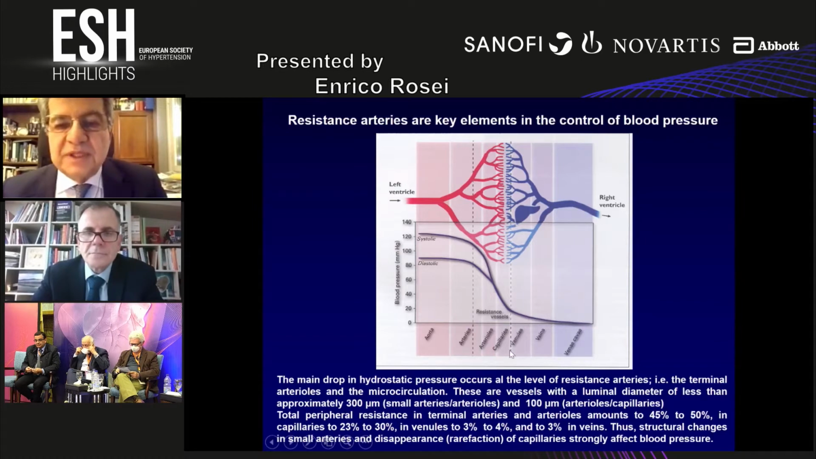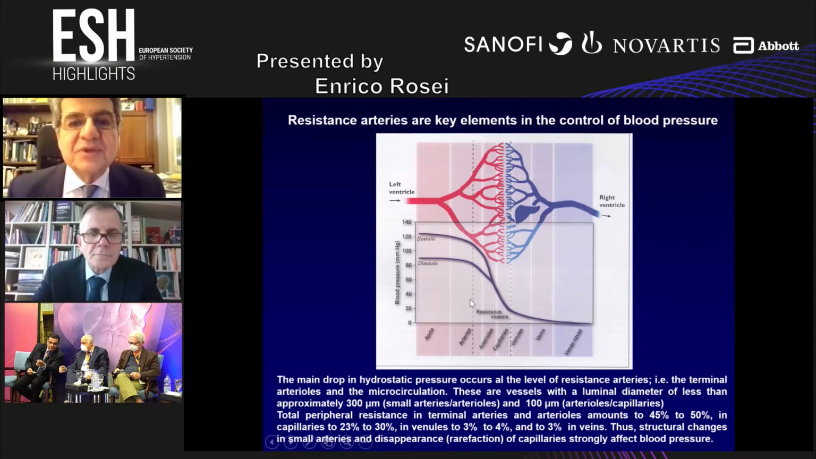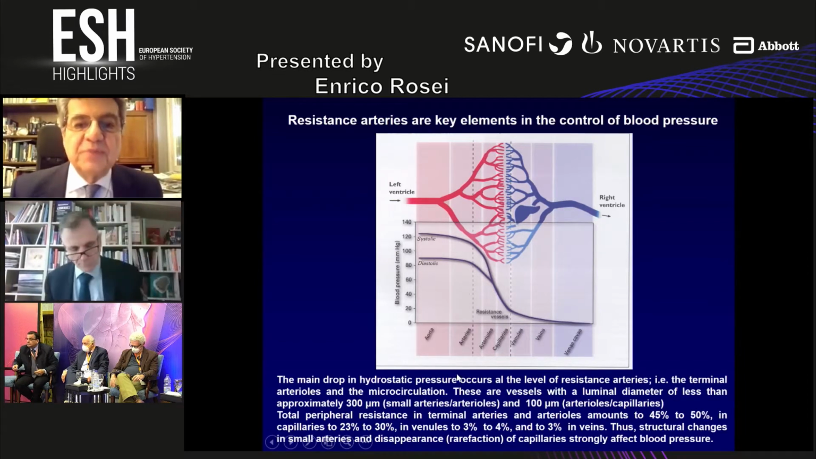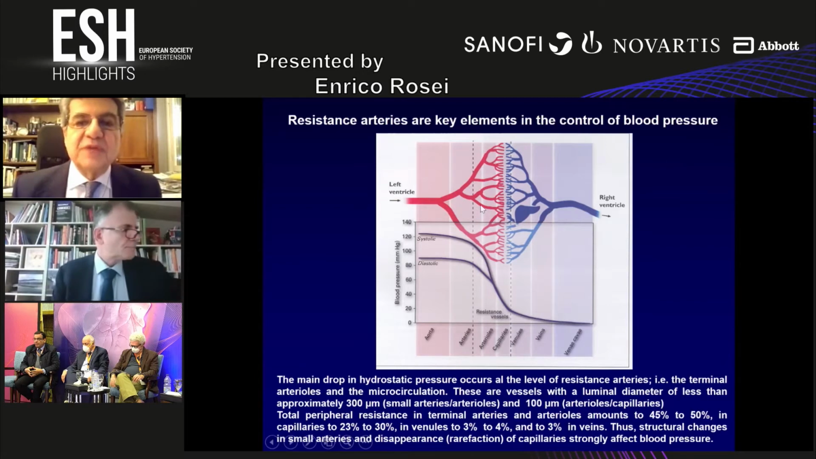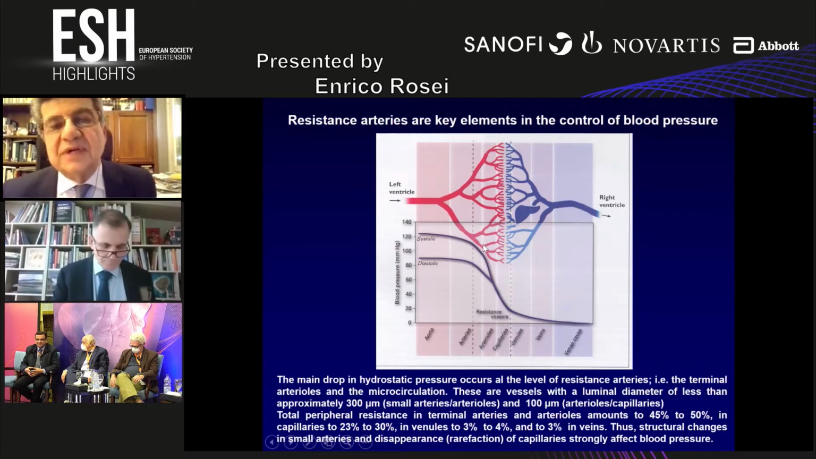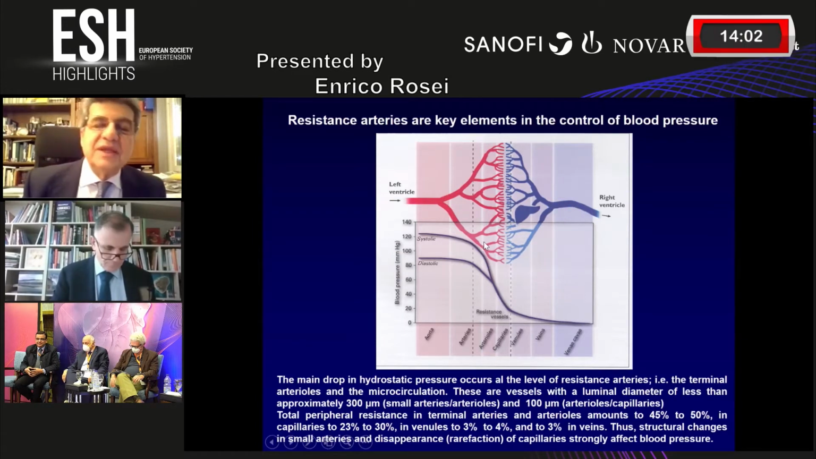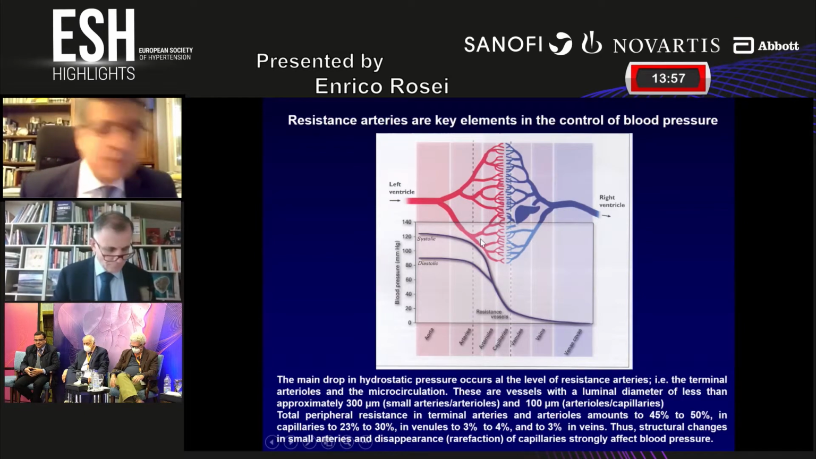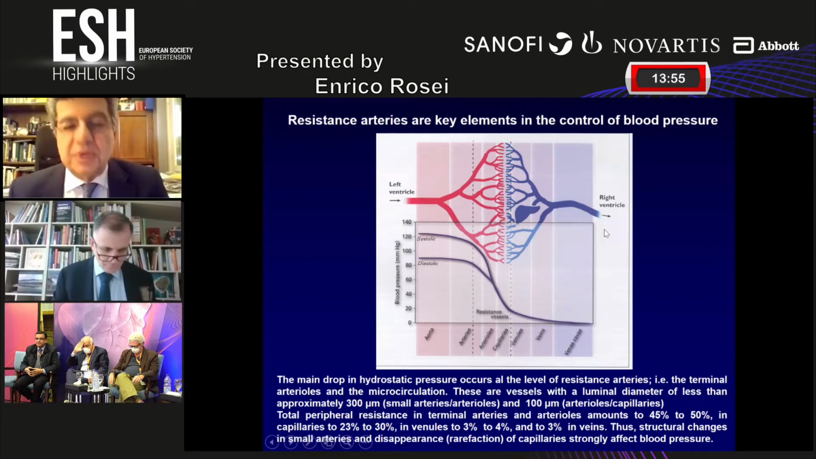I'm not going to repeat all I said, but I just want to remind that the microcirculation is the place where the pressure is reduced because of the increase of resistance to flow. So it's responsible for total peripheral resistance. At the same time, of course, microcirculation is the part of the vascular district where the oxygen and metabolites are brought to the peripheral tissues.